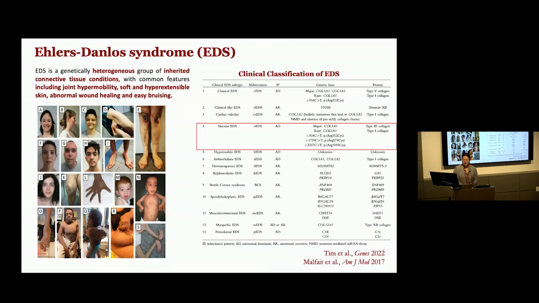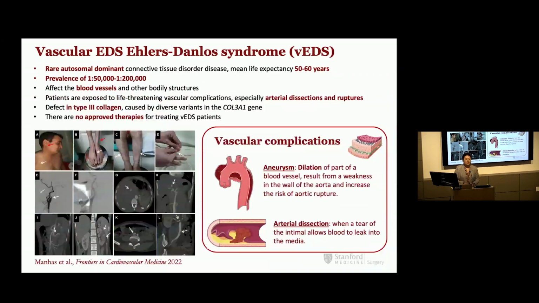As we can see in the figure, the patient presents joint hypermobility and hyperextensible skin. Currently, it is characterized into 13 subtypes. Among these 13 subtypes, vascular EDS, or vEDS, is the most severe subtype. vEDS is a rare connective tissue disorder.